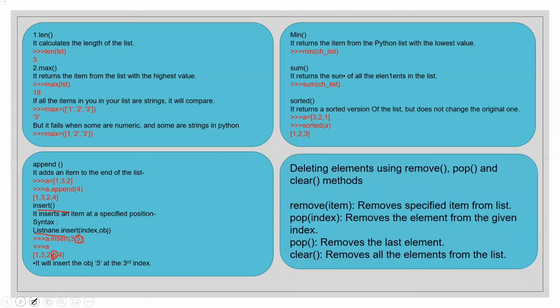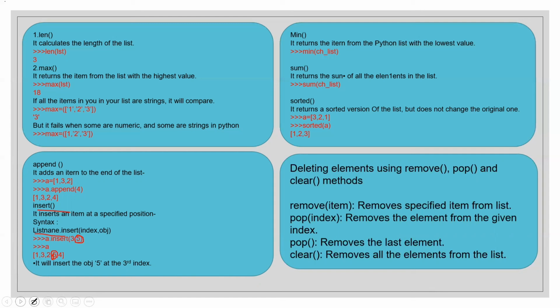Then deleting elements. There are four methods of deleting an element. Actually five. First one we have already discussed, which is del. It deletes the element at the particular index. Then we have remove. It removes the specific item. If you don't know the index of the element, you can use remove. It removes the item which you want to remove.